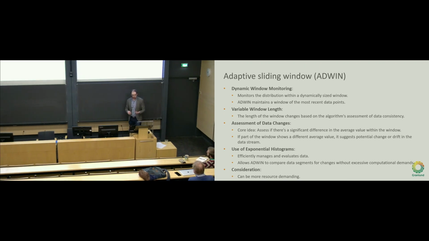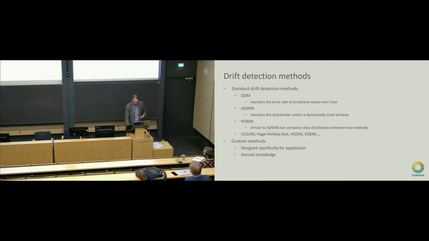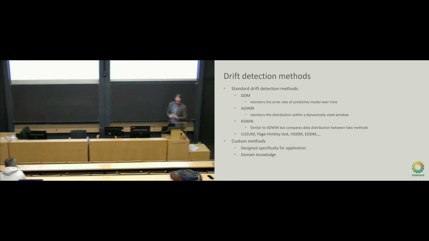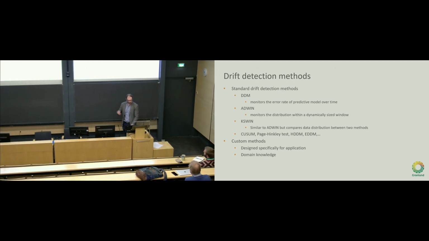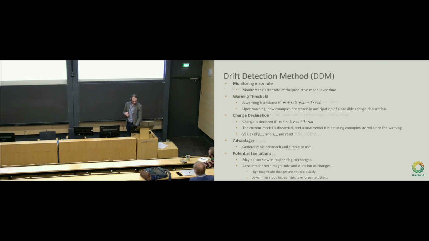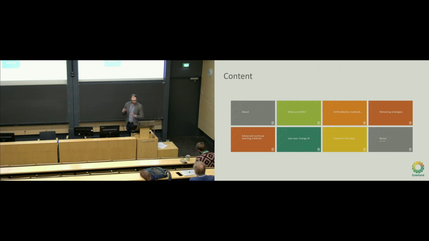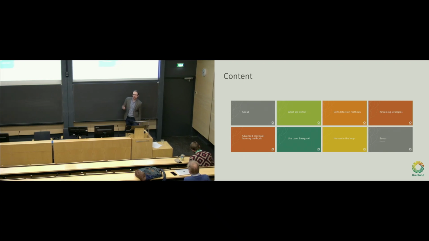There are other versions like that, if I go back. KSWIN, which I think uses the Kolmogorov-Smirnov test. Then there are some others, maybe you should check those. But there are a million variations of that. These are simple ones which detect drifts. But once you detect drift, you need to do something with that.